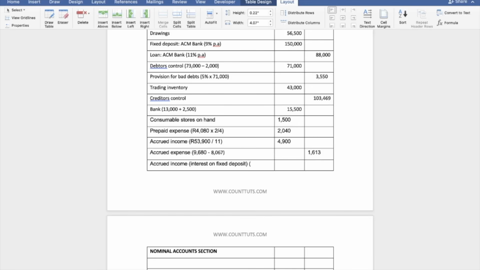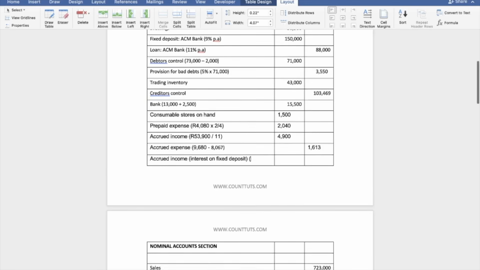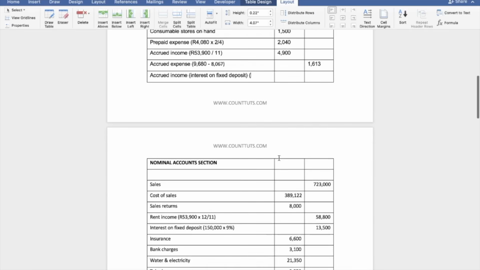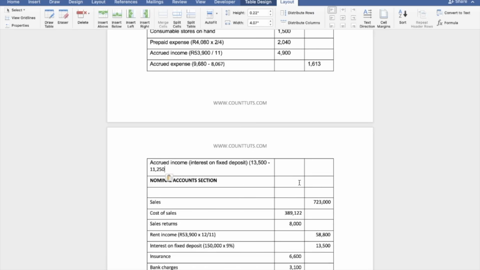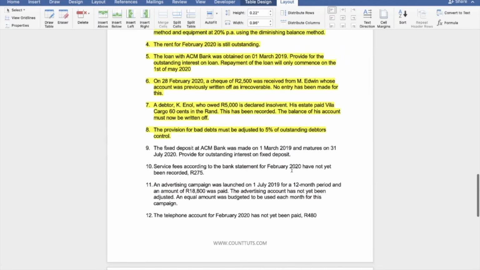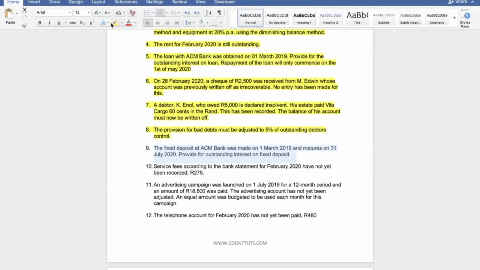And obviously it's going to be what we ought to have received versus what we have already received. So we're supposed to receive 13,500, but we actually received what was initially in the pre-adjustment trial balance, which is 11,250 rand, and that gives us an answer of 2,250 rand. So put here 2,250. Right, that was quite easy to do. So let's go down here and highlight that one.